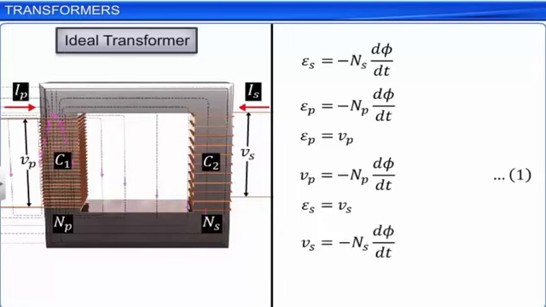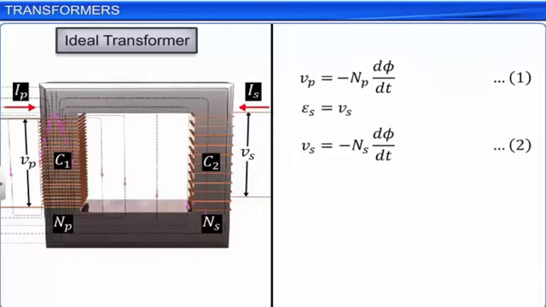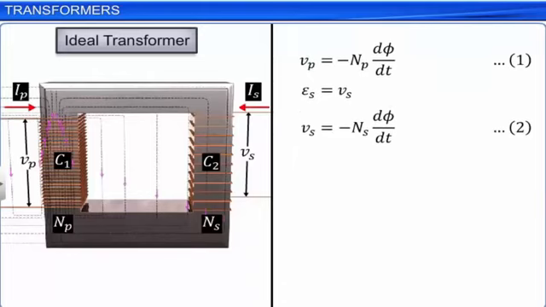Dividing equation 2 by 1 and simplifying, we get Vs by Vp equal to Ns by Np. Let this be equation 3. Thus, we observe that the ratio of the voltage across the secondary coil to that across the primary coil of a transformer is the same as the ratio of the number of turns in the secondary coil to that in the primary coil, respectively.